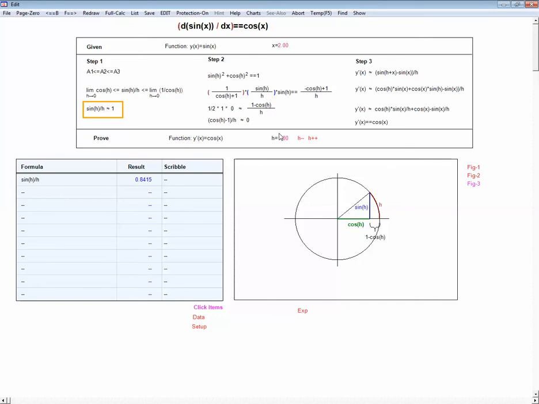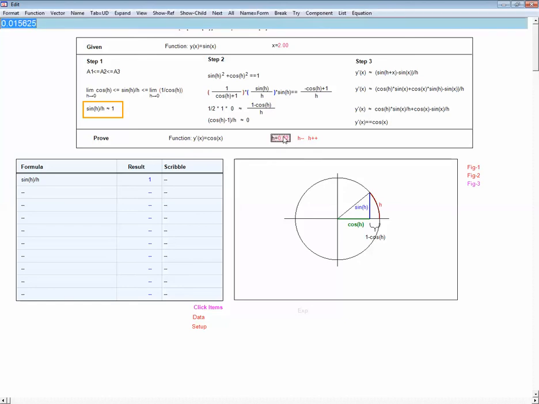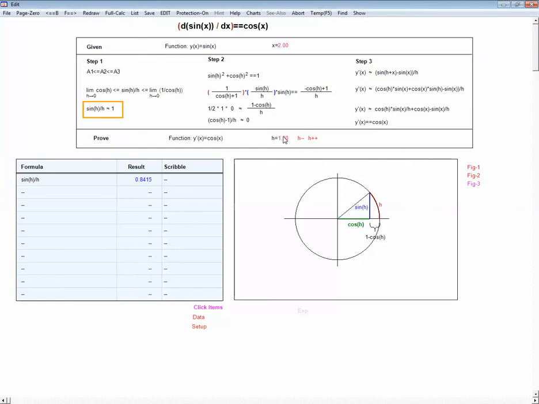So here's h right now. I have h set to 1. Watch what happens to this number over here, the 0.8415, as I make h smaller and smaller. It approaches 1, and I can get as close to 1 as I want by making h very small. Let me put this back up to 1 for a moment. Okay, so that we're going to have to prove. Numerically we've shown it over here, but we haven't proven it, and we're going to prove that in a second.